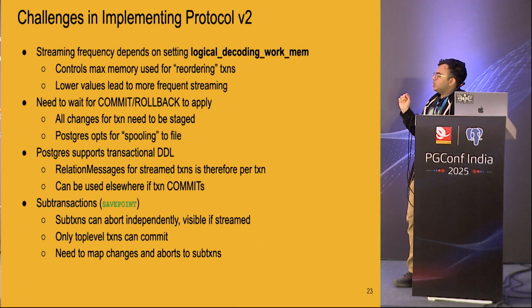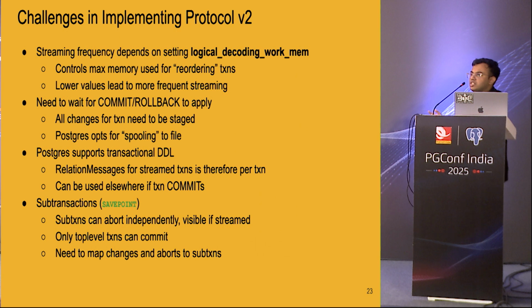So we need to keep track of sub-transactions as well in version 2, because there is a possibility of sub-transactions aborting independently of the top level transaction, and that means you have to take care of sub-transaction changes being discarded and not the top level transaction. Thankfully, only top level transactions can commit, so I can only do commit at the top level, but I can abort at the sub-transaction level. So because of that, I need to map changes as well as aborts to sub-transactions instead of top level transactions, if that makes sense. Are there any questions so far?